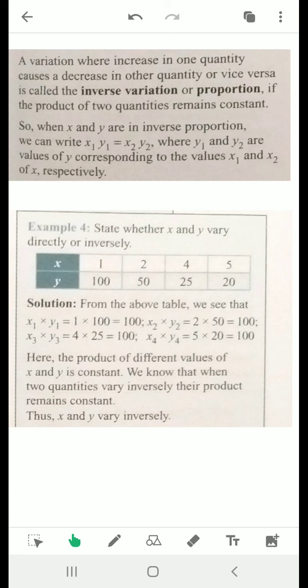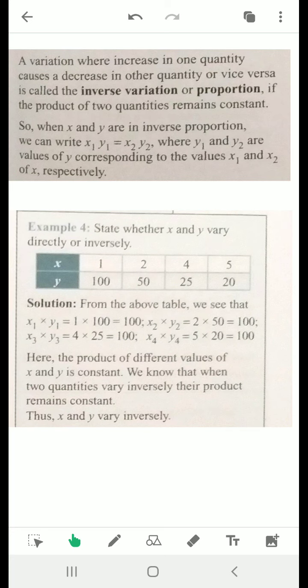Now look at example number 4. State whether x and y vary directly or inversely. We need to state whether x and y vary directly or inversely. So we will check: 1 multiply 100, 100; 2 multiply 50, 100; 4 multiply 25, 100; 5 multiply 20, 100. Here the product x1 multiply y1 is equal to x2 multiply y2 is equal to x3 multiply y3. So the products are constant. So we can see that x and y here vary inversely.